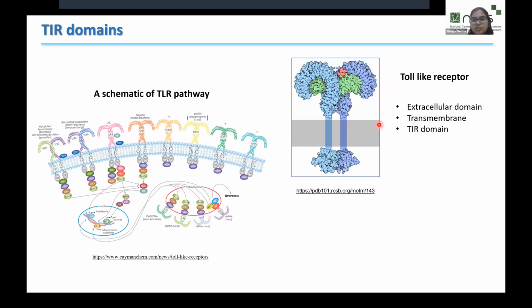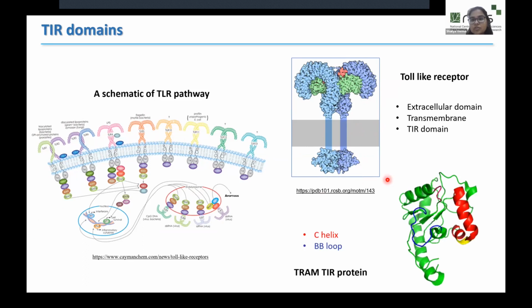Also, if you look at the structure of a toll-like receptor, it has an extracellular domain, a transmembrane domain, and a TIR intracellular domain. So what are the important regions of the intracellular TIR domain, which are important for the dimer formation? If we look closely into these, there is something called the C-helix and the BB loop. As was just mentioned, it can be dimerizing either in this way or in some other pattern. So the important factors are the C-helix or the BB loop shown in blue color over here, which is a loop-like region and helps in the dimer formation.